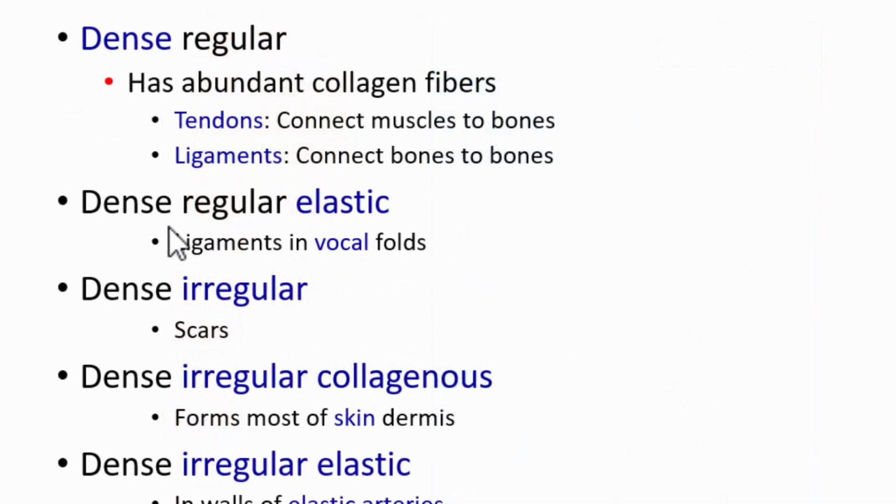And then what else do we have? We have dense, regular, elastic connective tissue. And that would be like the ligaments in your vocal folds, your vocal cords. Then we have dense, irregular connective tissue. And an example would be like scars. Then we can also have dense, irregular, collagenous connective tissue, and that forms the skin's dermis.